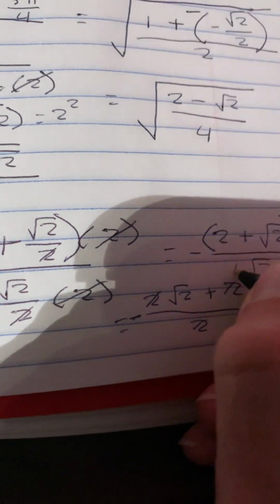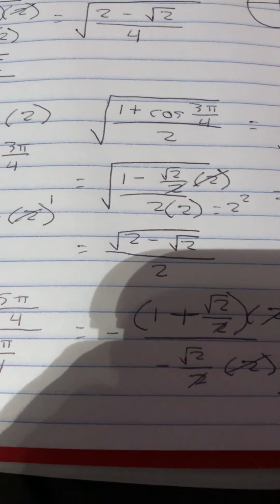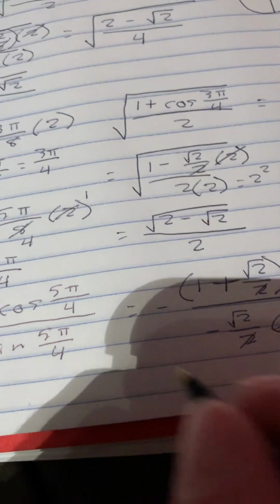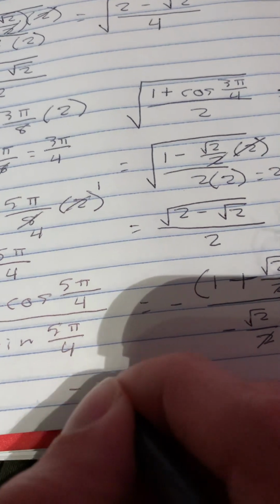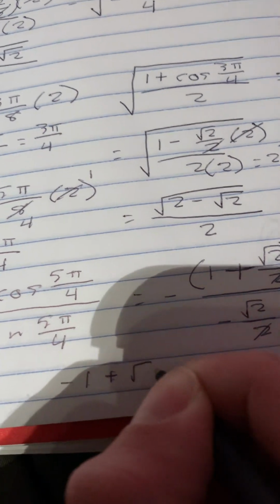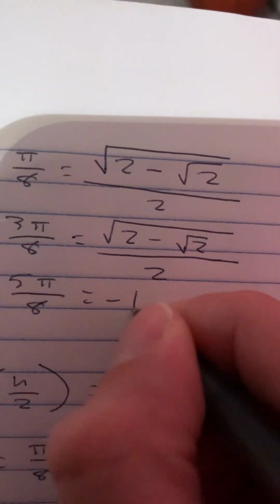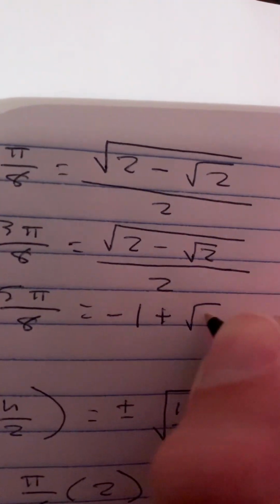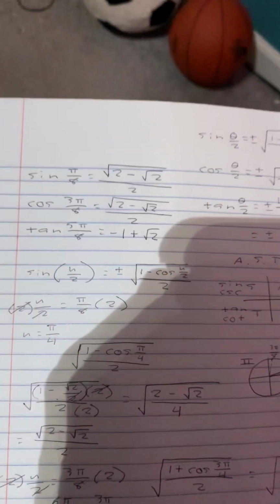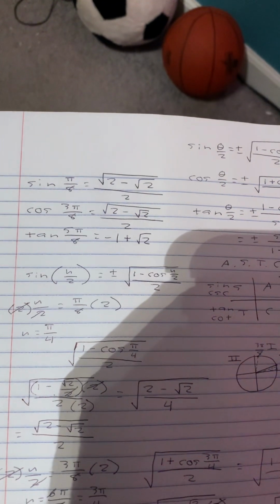These all become 1s. So you really have negative 1 plus square root of 2. After all, the tangent of 5 pi over 8 is negative 1 plus square root of 2. And there you go. Half angle identities.